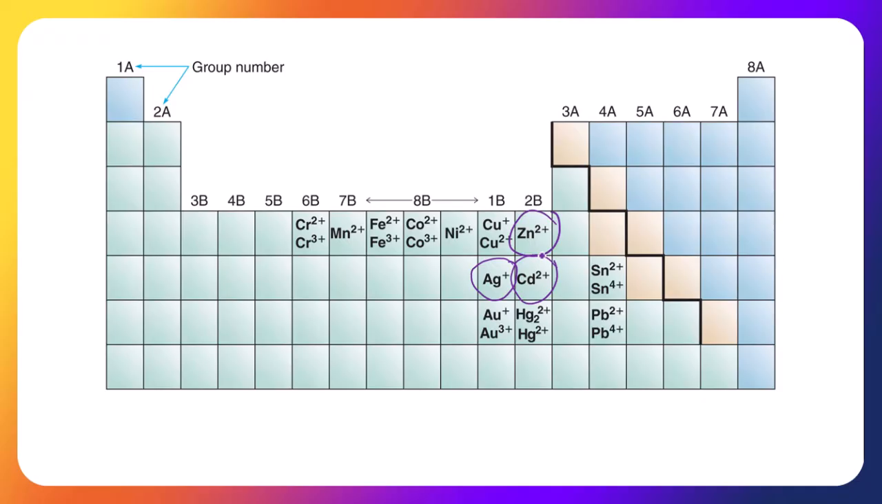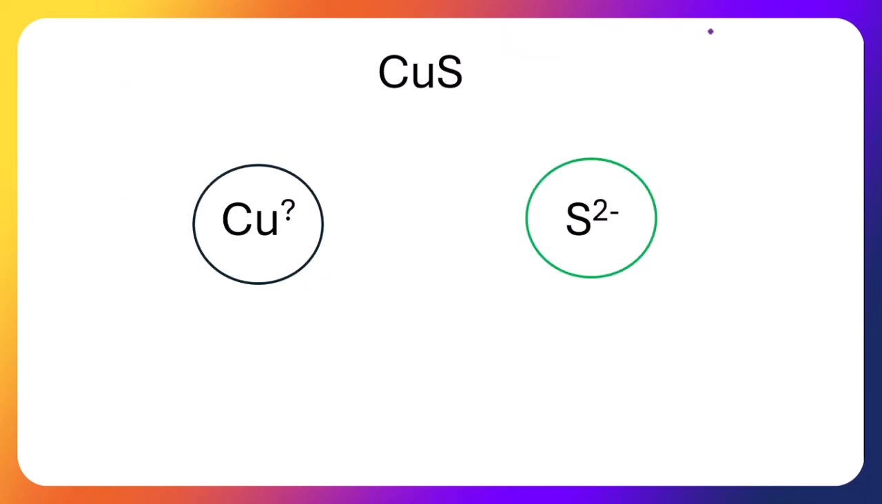And so for those ones, we don't typically indicate the Roman numeral. Again, we use Roman numerals whenever we have these transition metals that tend to form cations with variable charge. We use Roman numerals to indicate the charge. But for the ones that consistently form a cation of a particular charge, we tend not to use Roman numerals to indicate the charge.